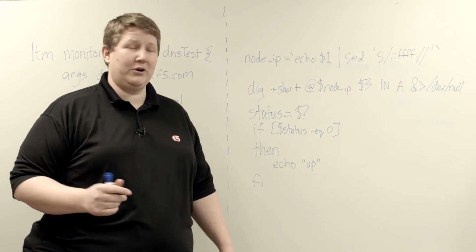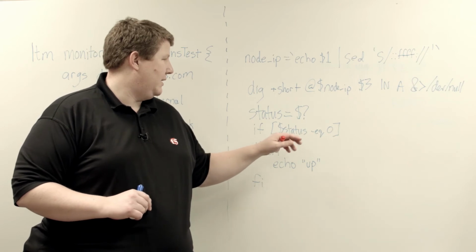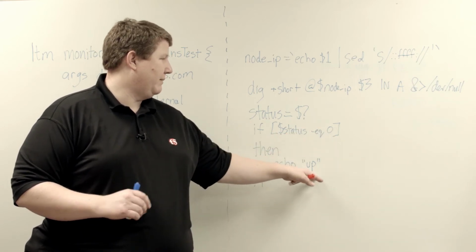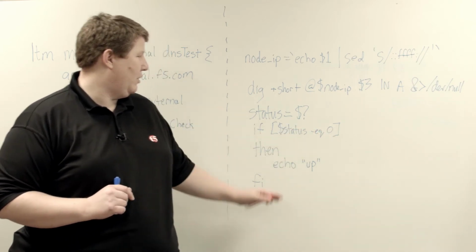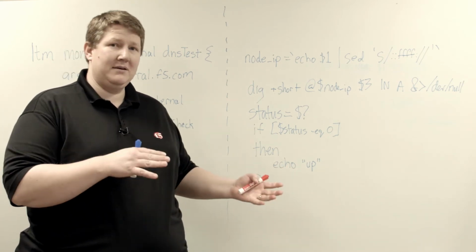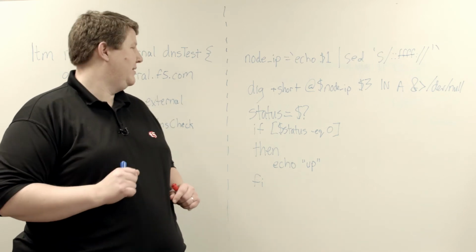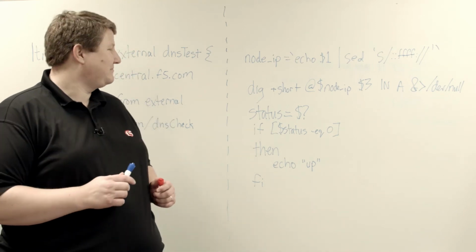So you want to make sure that you don't have, if this is equal to 0, go ahead and mark it up because I didn't get any status, but you don't want to have an else in there saying echo down, because again, any output will be a successful monitor. I think I've beaten that in enough.